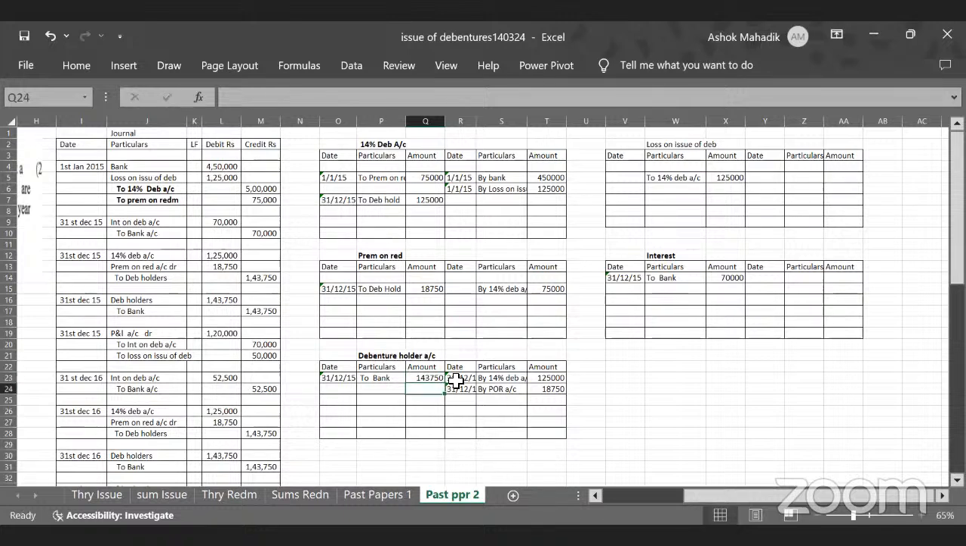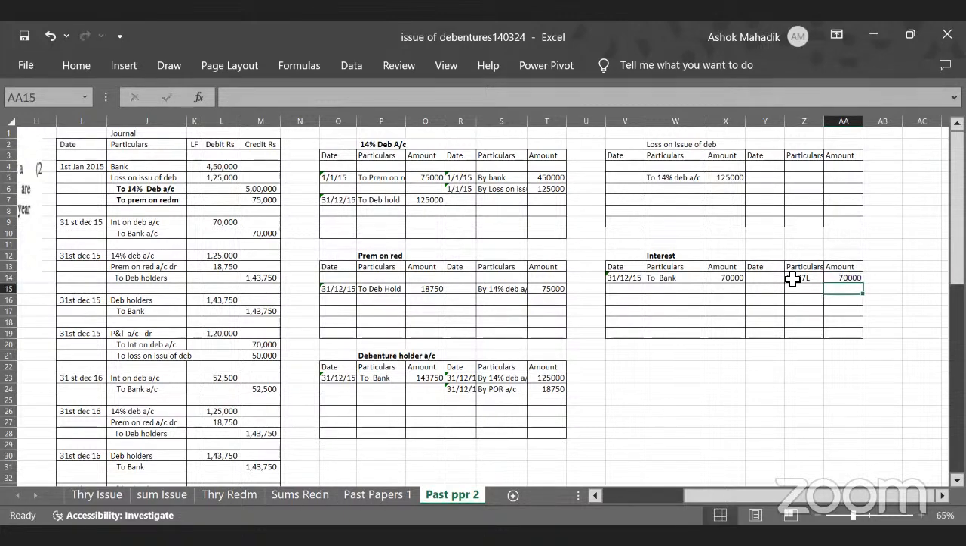Okay, clear? And there is no effect for bank. Then transfer to PNL. We don't prefer PNL, so least bother about that. But we have these two accounts. So in these two accounts, we'll write by PNL and their respective amounts. So in interest on debenture, here I'll write by PNL. Okay, 70,000 amount against that account.